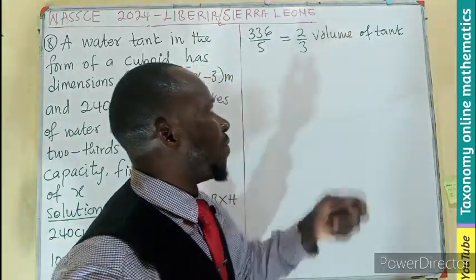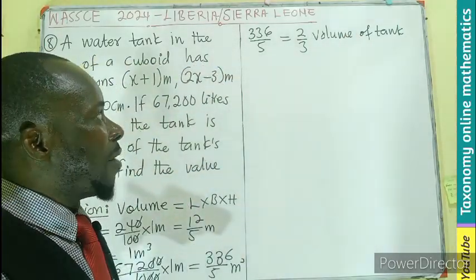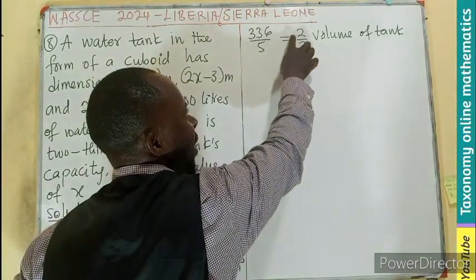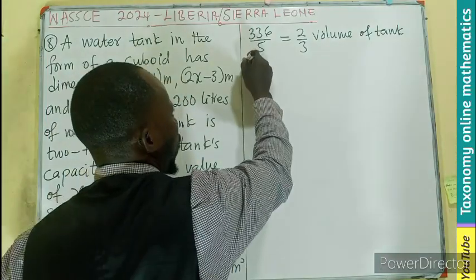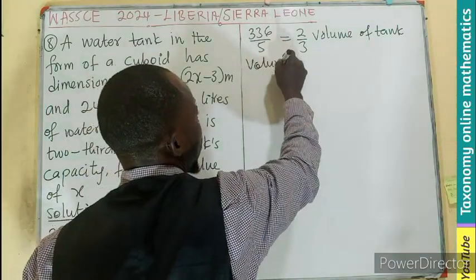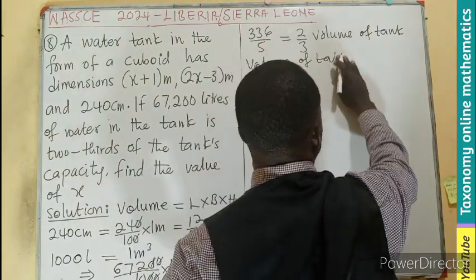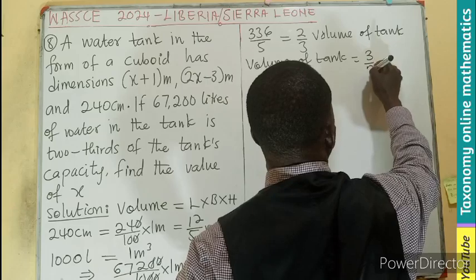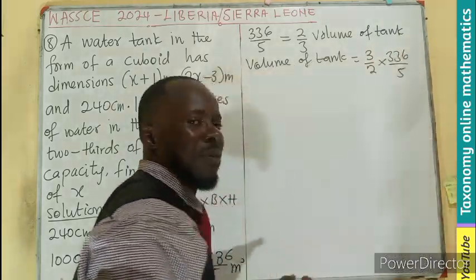So I want to make the volume of the tank the subject, meaning I have to multiply both sides by 3 over 2. 3 divided by 2 will cancel that. So I'll be having volume of tank equals 3 over 2 times 336 over 5.